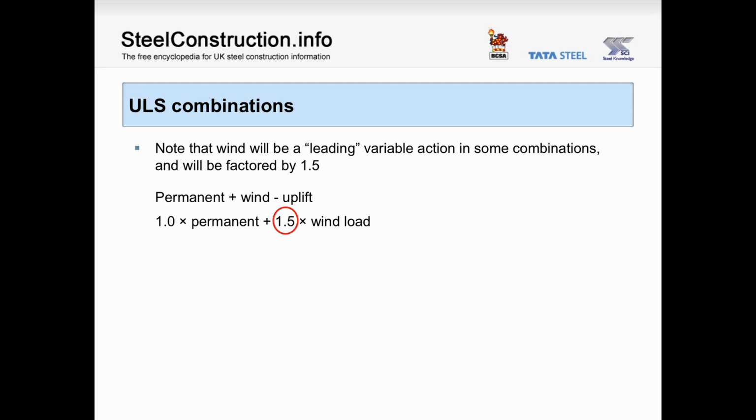Notice also that in some combinations the wind load will be factored by 1.5. So if we compare and contrast with previous practice, wind will be important. It always will be for portal frames, but possibly under the Eurocode system even more so.